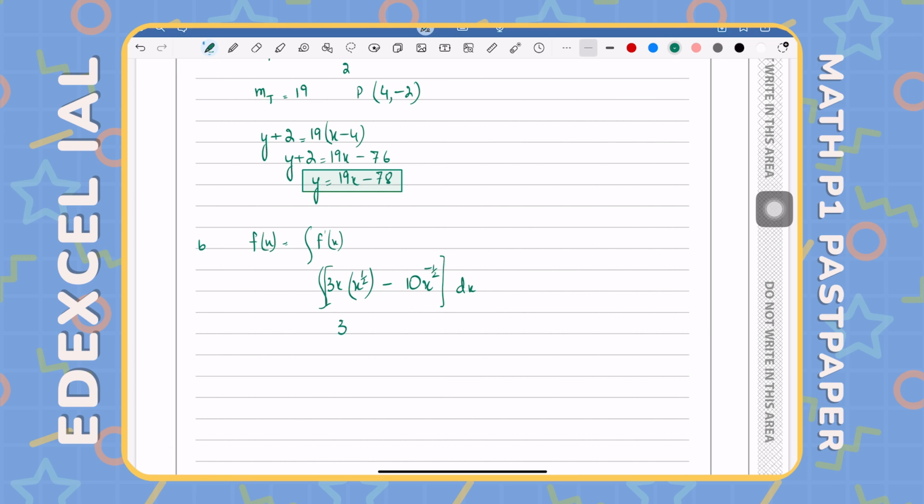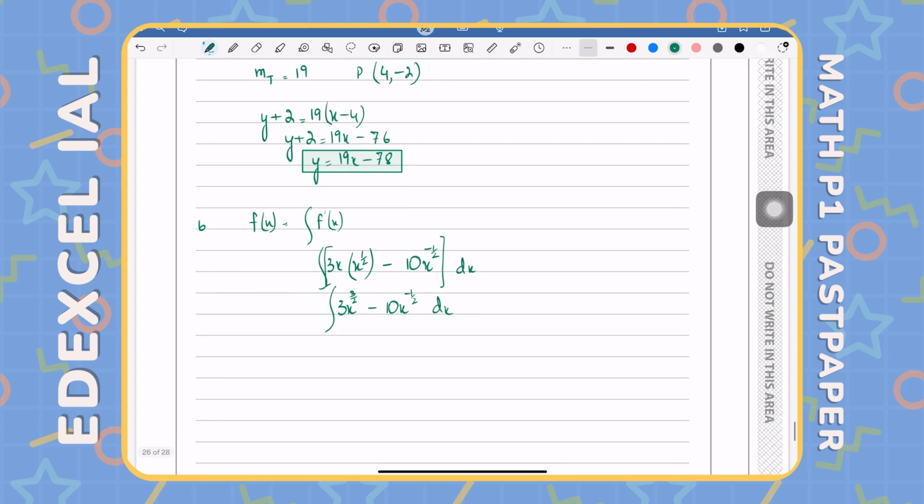So we're not going to integrate it immediately. First we need to simplify, so this becomes 3x raised to the power 3 upon 2 minus 10x raised to the power minus 1 upon 2. No need to change anything there. We're integrating this with respect to x. So now we start the integration process. We add 1 to the power. So what's 3 upon 2? That's 1.5. When you add 1 to it, that becomes 2.5, or you can write it as a fraction, 5 upon 2. So divide by the new power, that's the rule of integration.